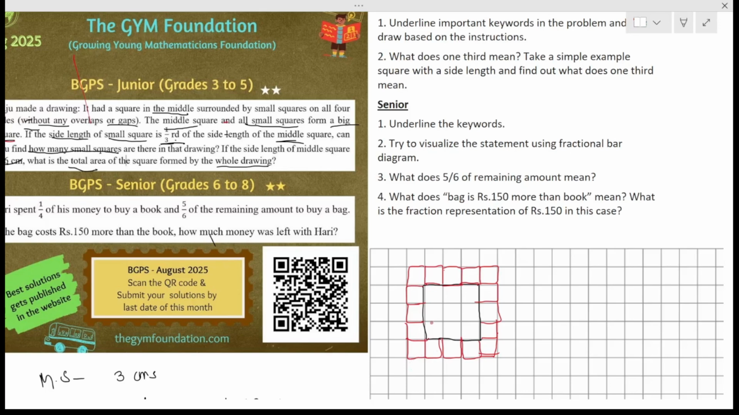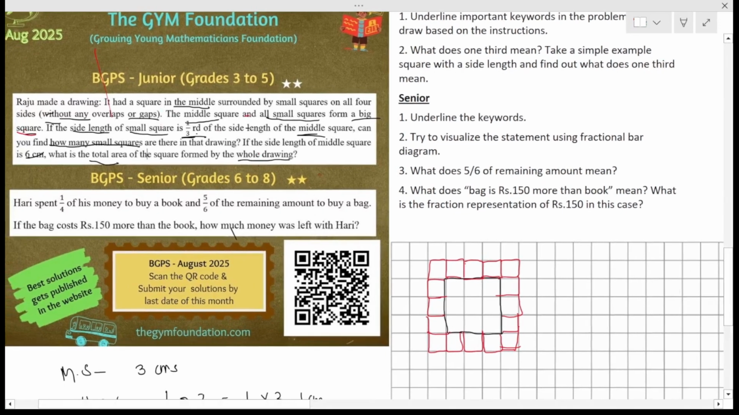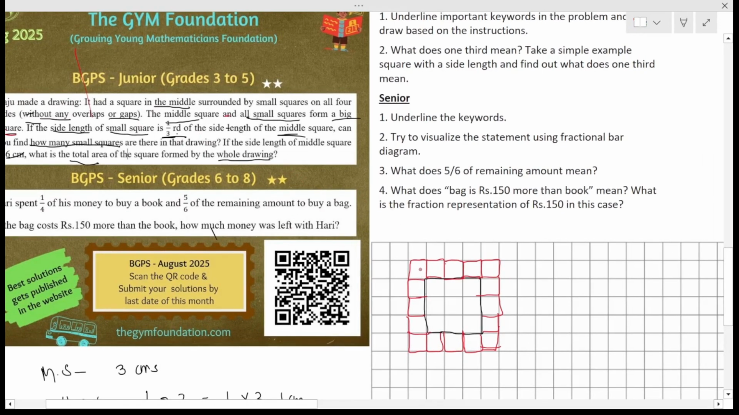Okay, and how many small squares are there in the drawing? I can easily count and tell. It's 1, 2, 3, 4, 5. Another 1, 2, 3, 4, 5. 5 plus 5 is 10, and then 1, 2, 3, 1, 2, 3. So 10 plus 6 is 16. 16 small squares are there if I draw in this kind of setup.